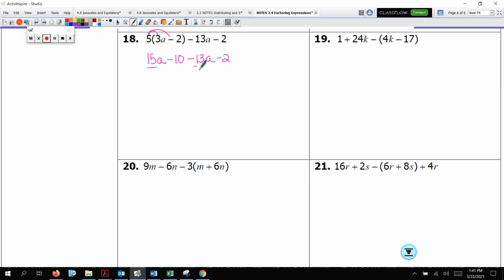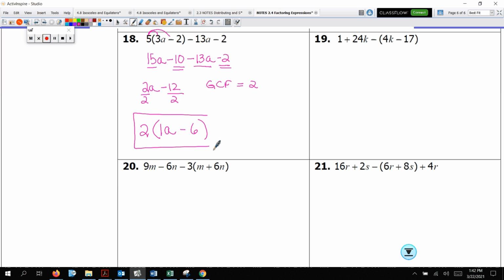So now I have like terms. 15a minus 13a is 2a. Negative 10 minus 2 is negative 12. My GCF is going to be 2. 2 divided by 2 is 1. I can write 1a. That's okay. Negative 12 divided by 2 is negative 6. Oh, that was weird. I almost wrote an absolute value bar. Sorry. Okay, we good, my dudes.